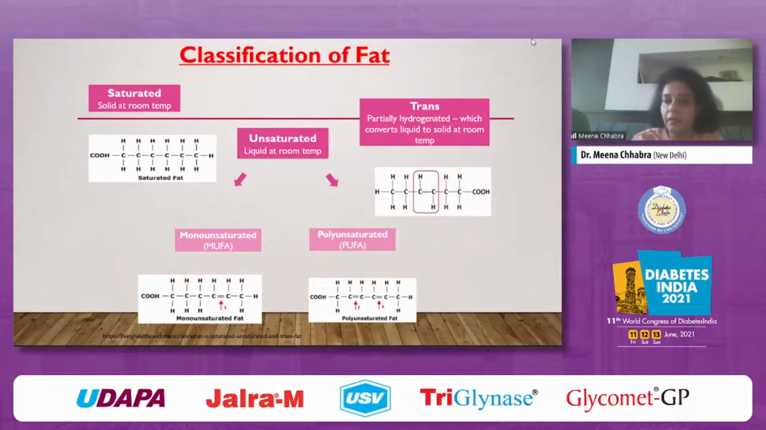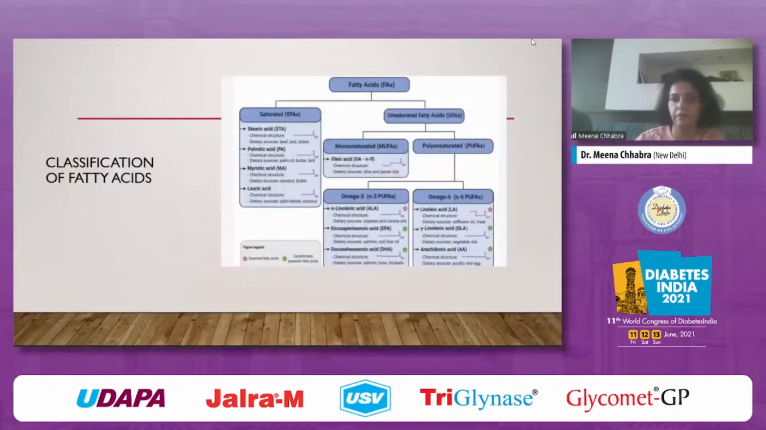So if there's one double bond, then it's a monounsaturated fat. And if there's more than one double bond, then it is called polyunsaturated fat. And depending on the position of the double bond, there is omega-3 and omega-6 fatty acid among the polyunsaturated fatty acids. Now, saturated fatty acids are usually solid at room temperature, while the unsaturated are liquid at room temperature. The trans fats are partially hydrogenated, which converts liquid to solid at room temperature.